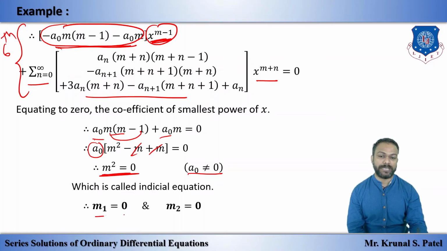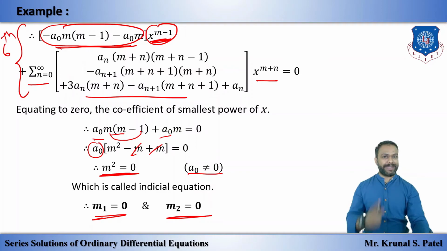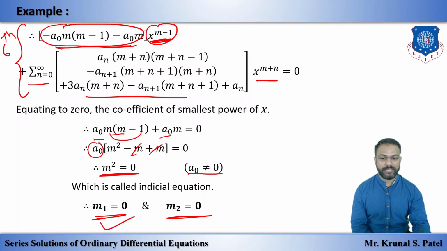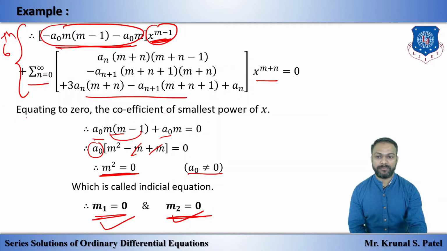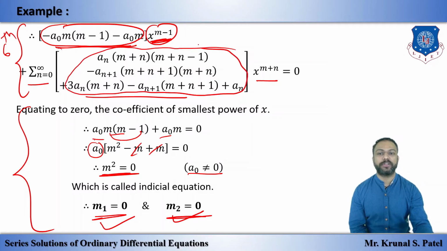Then we have two roots, m1 and m2, both are 0, because m square is equal to 0, that means m is equal to 0, 0, two times, because it is a quadratic equation and we must have two solutions, two roots. Okay, so these two roots are equal, so we can say that this is the example of case 2. From here we can decide which case is applicable. Now, after deciding the case, we will equate to 0 the coefficient of various powers of x, and in various powers we have only this term. So we will use this.